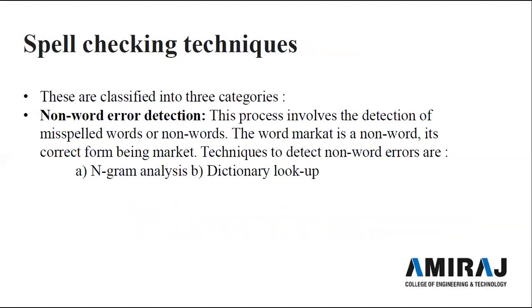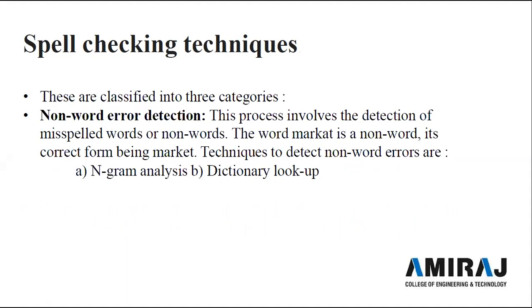Okay, now let's see spell checking techniques. First one is non-word error detection. This process involves the detection of misspelled words or non-words. The word markt is a non-word. Its correct form being market.